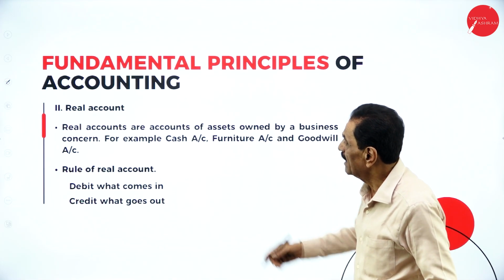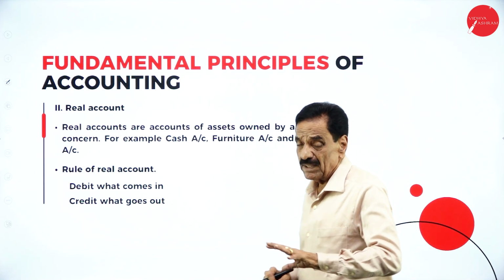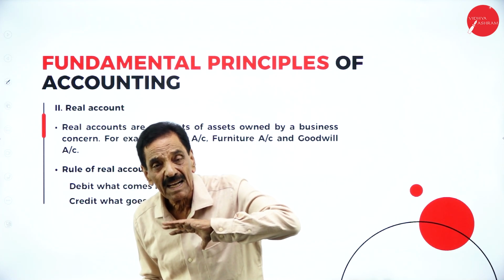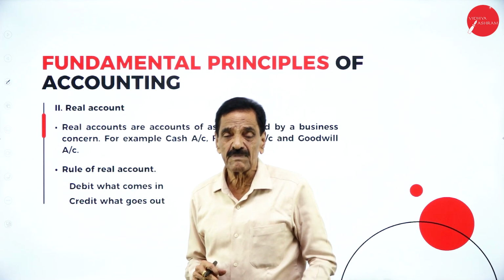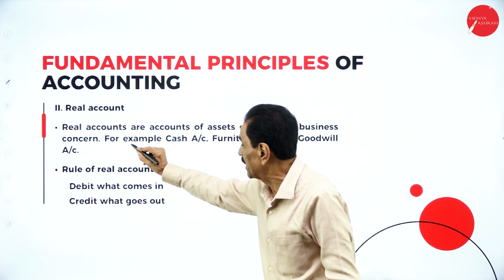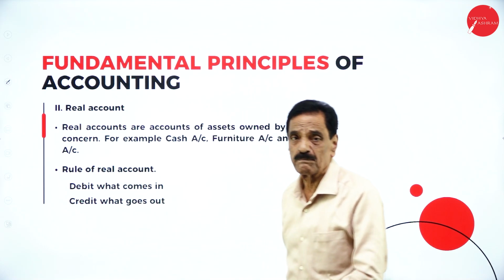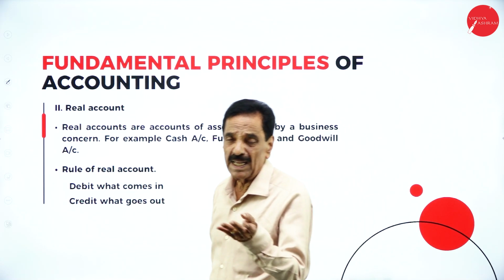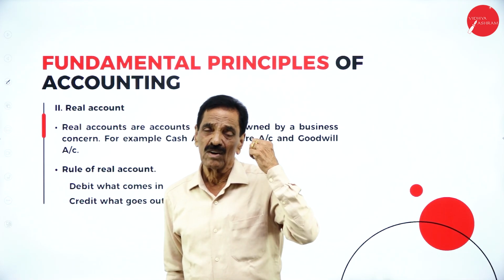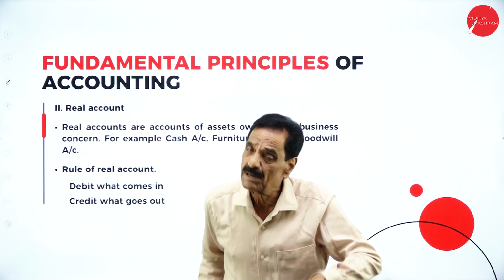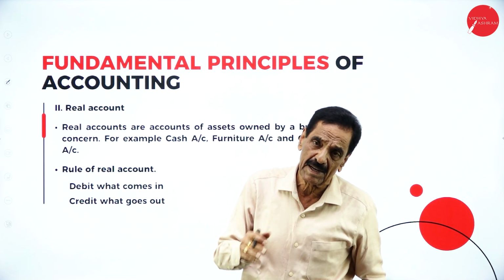Then come back to real account. A real account is one which deals with reality. Real accounts deal with the assets of the company. Real accounts are accounts of assets owned by a business concern, for example, cash, land, building, machinery, furniture. So real accounts are those accounts which have reality. It may be land, building, machinery, or furniture.